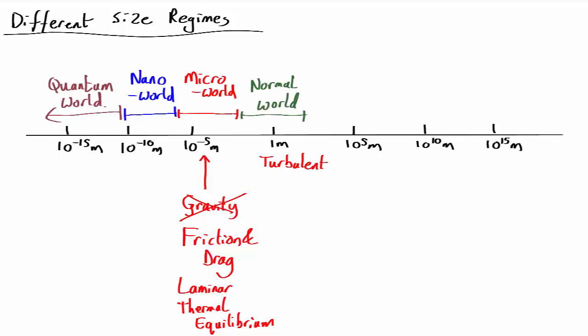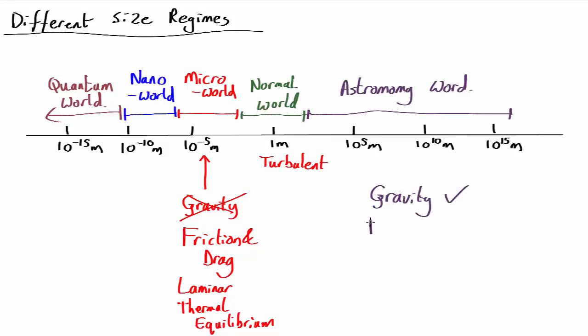How about going up to bigger scales? Well, when we're up somewhere around here, we're in astronomy world. On these sort of scales, gravity dominates, gravity and momentum. Drag is irrelevant. And things tend to move in nice orbits, endlessly, never slowing down.